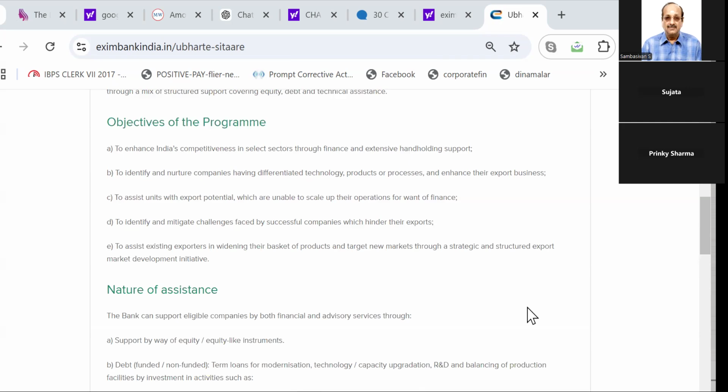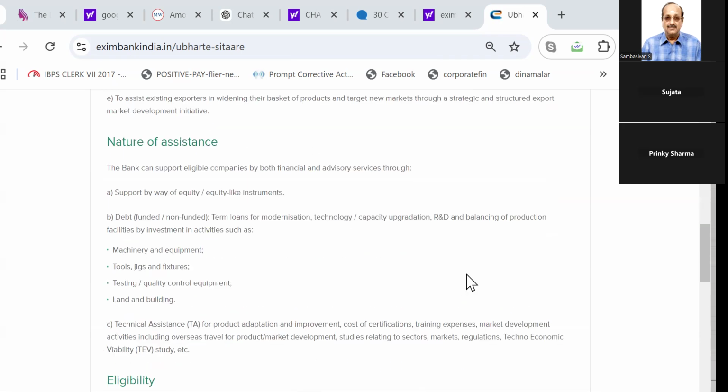to identify and mitigate the challenges faced by successful companies which are hindering their export, and to assist the existing exporters in widening their basket of products and targeting new markets through strategic and structured export market development initiatives. Here only you committed a mistake.